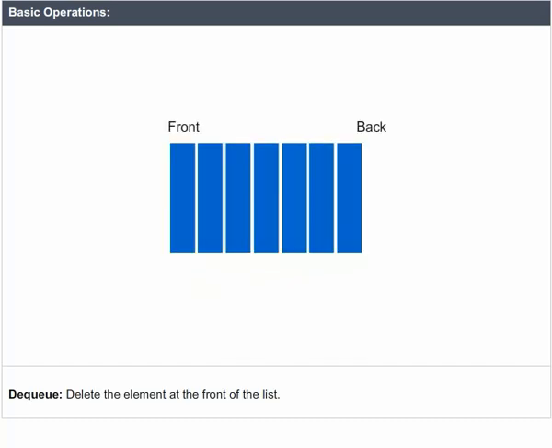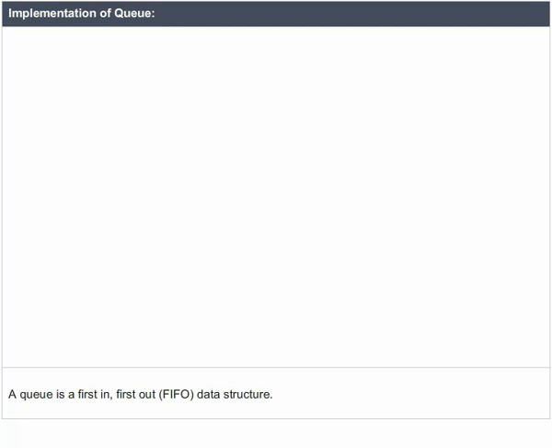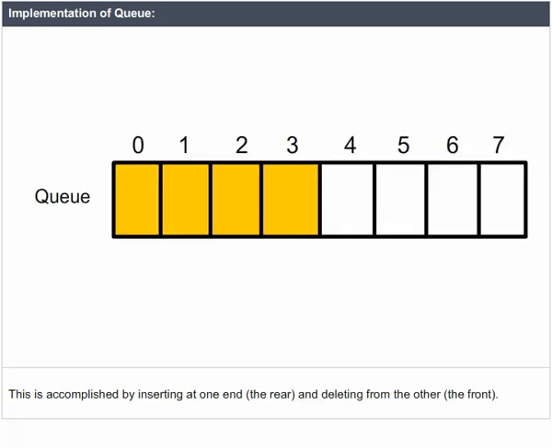Basic operations. Dequeue: delete the element at the front of the list. Enqueue: insert an element at the rear of the list. Implementation of queue. A queue is a first-in, first-out data structure. This is accomplished by inserting at one end, the rear, and deleting from the other, the front.